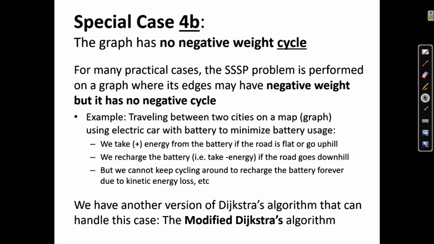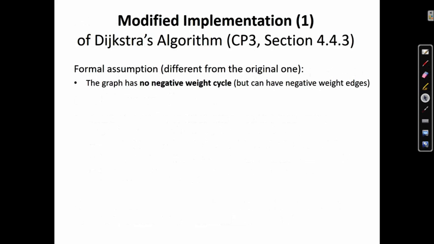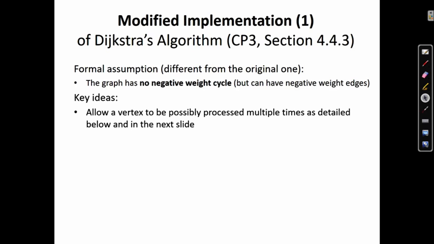So like I said, with negative edge weights but no negative cycles, we have a modified version of Dijkstra to handle this case. For the modified implementation, the formal assumption is like this. The graph has no negative weight cycles, but it can have negative weight edges. The key idea for this modified implementation is that you allow a vertex to be processed multiple times instead of only once. That means that we might enqueue and dequeue it multiple times.